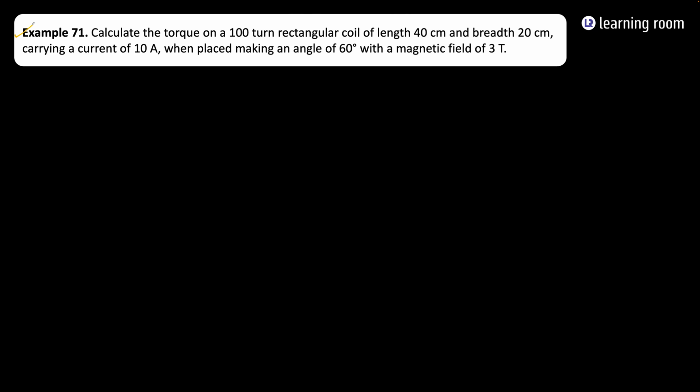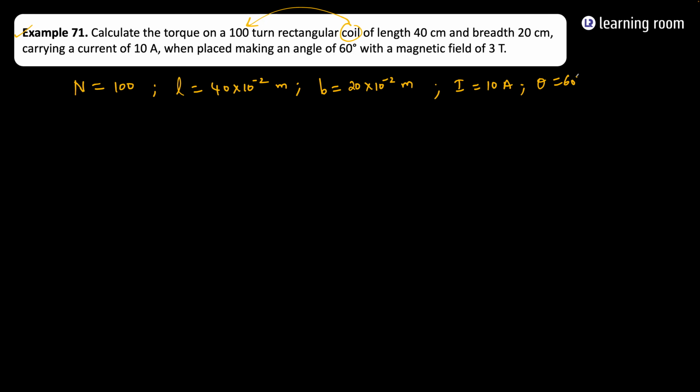Calculate the torque on a 100 turn rectangular coil. See here, observe: they use the word coil and the coil has 100 turns. So capital N is equal to 100, and it is a rectangular coil of length 40 into 10 power minus 2 meter and breadth 20 into 10 power minus 2 meter, carrying a current of 10 ampere, when placed making an angle theta equal to 60 degree with the magnetic field. The magnetic field value is given as 3 Tesla. So who is making an angle of 60 degree with the magnetic field?